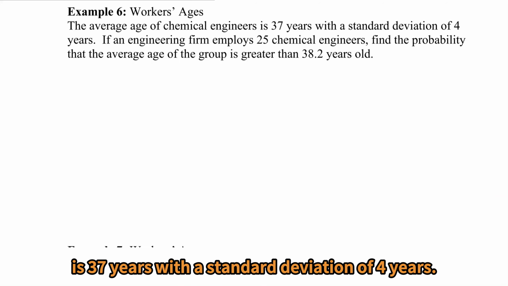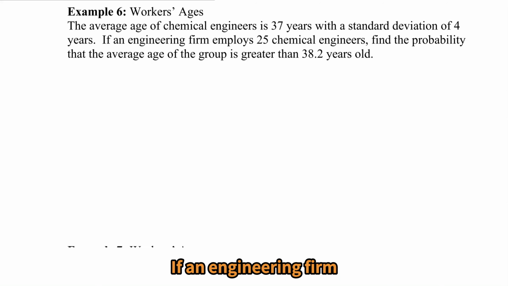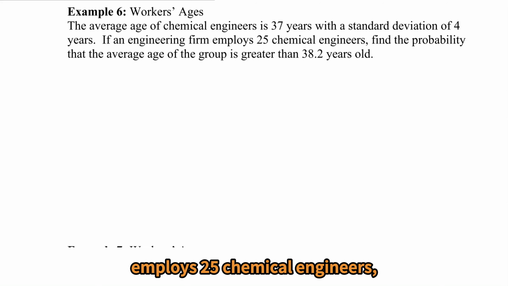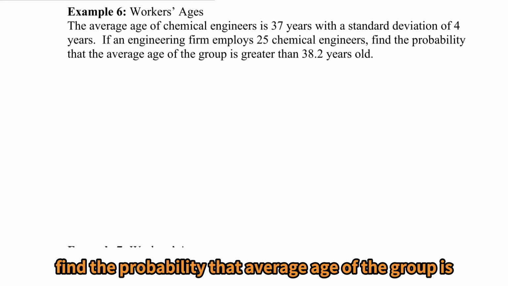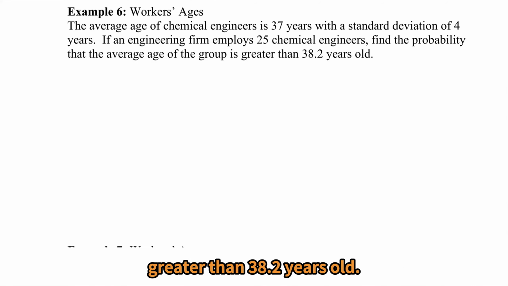Taking a look at the next problem, the average age of chemical engineers is 37 years with a standard deviation of 4 years. If an engineering firm employs 25 chemical engineers, find the probability that the average age of the group is greater than 38.2 years old.